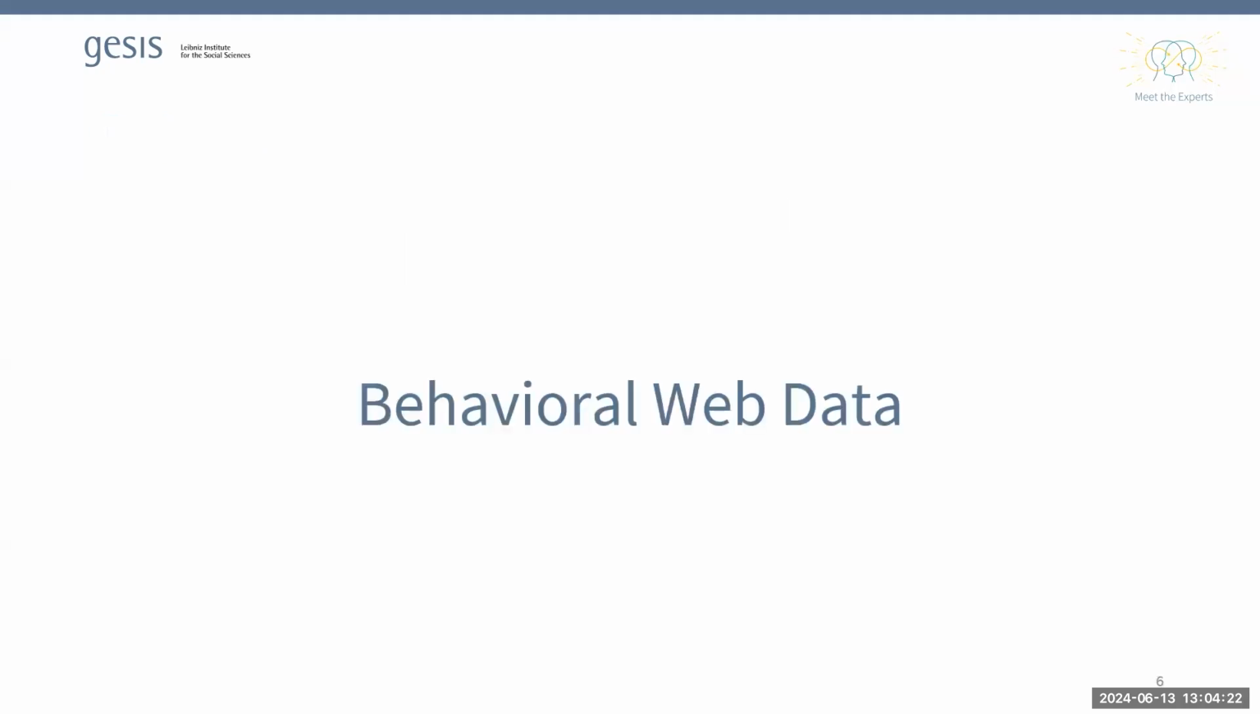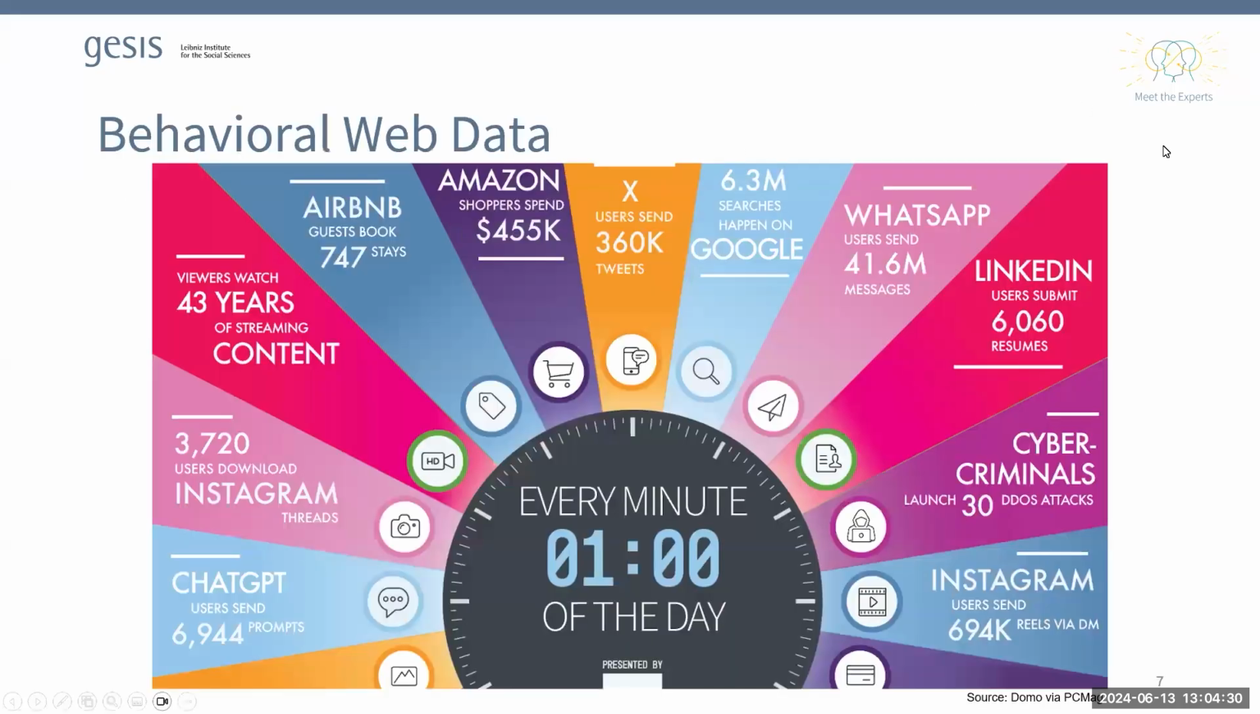So first of all, looking into behavioral web data, instead of showing you some definitions, I just brought this image here, which makes it easy to grasp what this type of data is about. For example, every minute, users on Twitter or nowadays X send around 350,000 tweets per minute. On WhatsApp, users send 41.6 million messages and so on. So there's a lot of data created by user behaviors on the web.